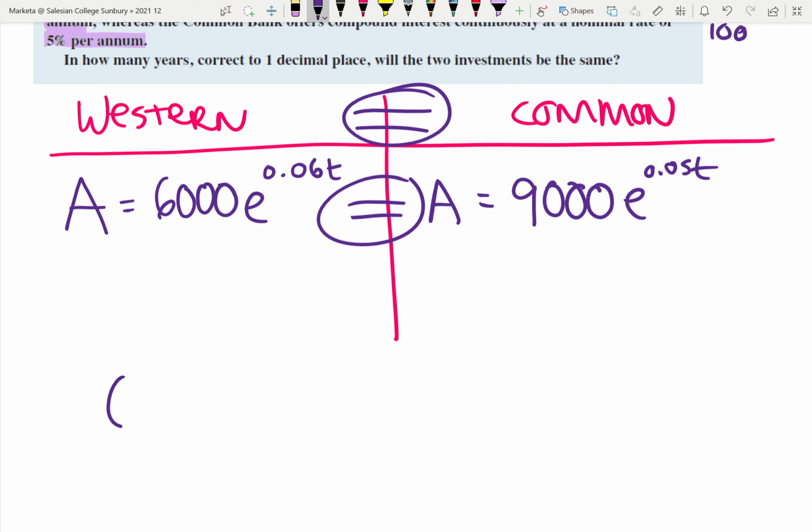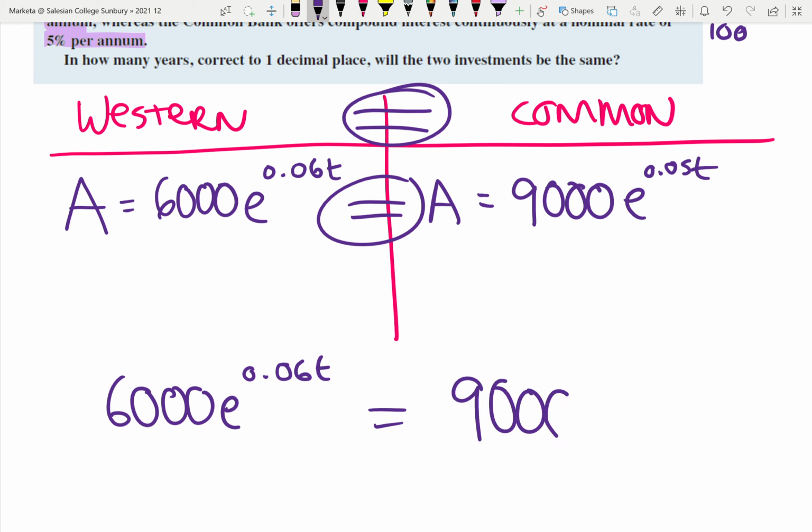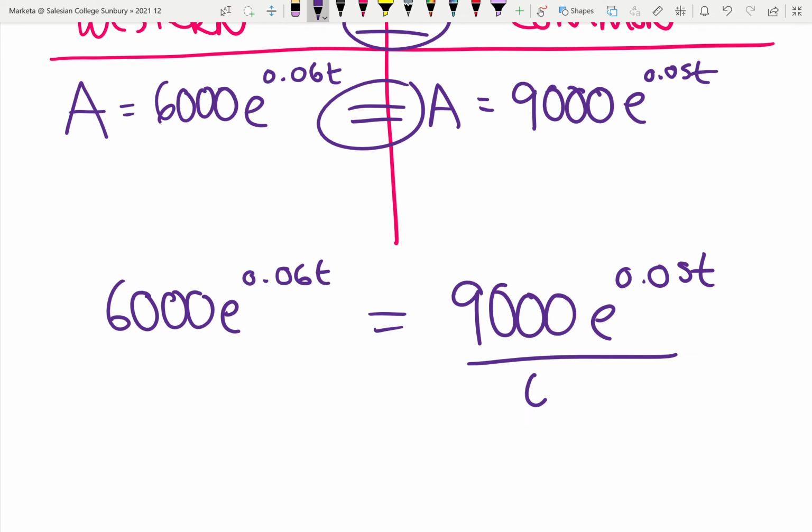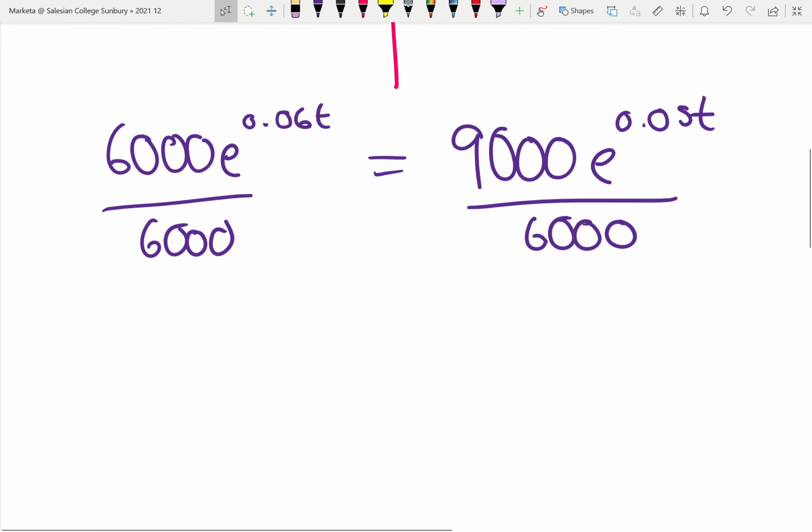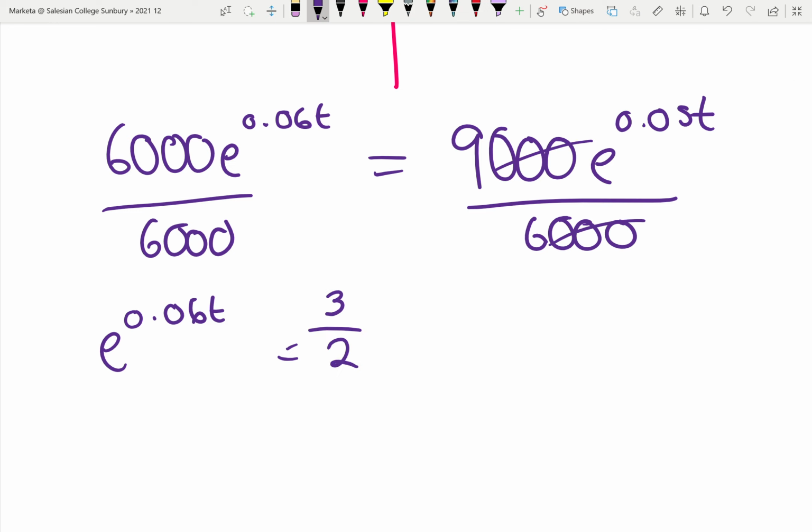So we've got 6,000 e to the 0.06 t equals 9,000 e to the 0.05 t. Okay, so I'm going to divide this by 6,000 and this by 6,000, of course. What you do to one side, you do the other. So we're going to get e to the 0.06 t equals 9,000 over 6,000, so it's 3 on 2, times e to the 0.05 t. And then I'm going to divide each side by e to the 0.05 t.